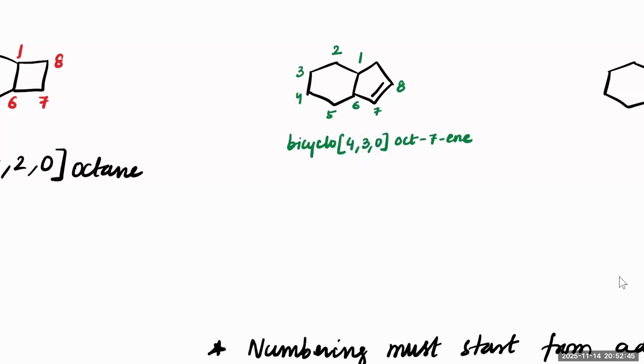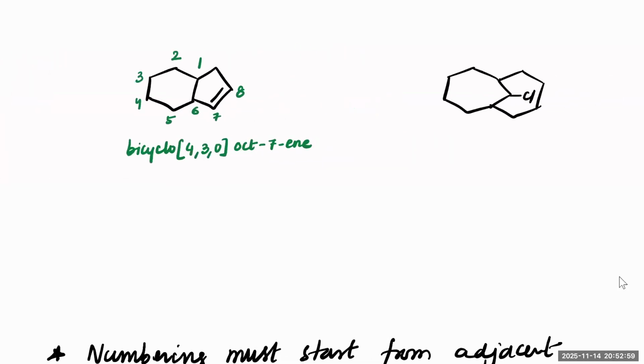Okay. So then you will write the numbering. Then you write the name. So it is a total of 8 carbons. So it is oct. On 7th position, there is ene. Everybody clear on this point? Right. See the next one here.